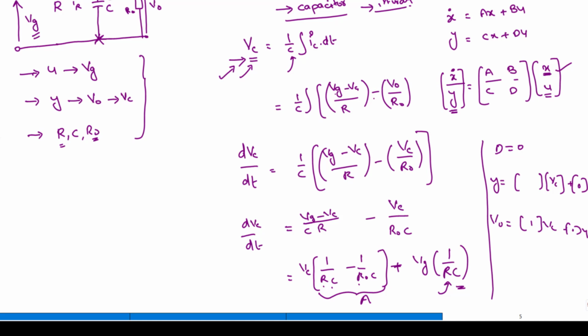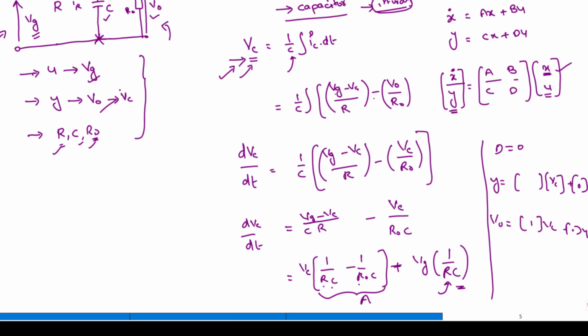Now our aim is to find out the state elements in this. There is an element called R, there is an element called C, there is an element called R naught. So R, C, R naught we have taken. Now find out what is the input and output. Input is Vg, output is V naught. So Vg and V naught.